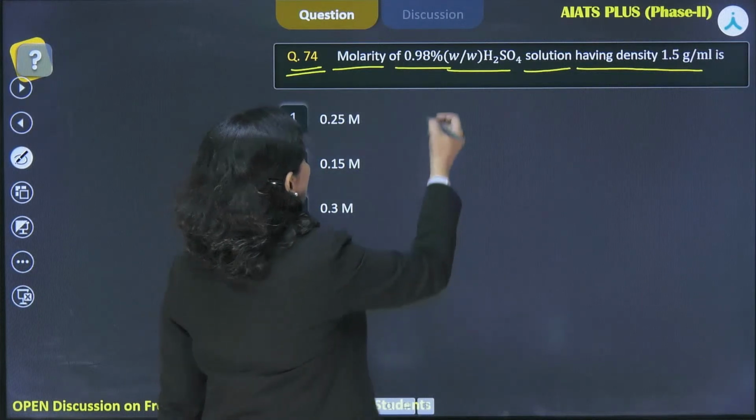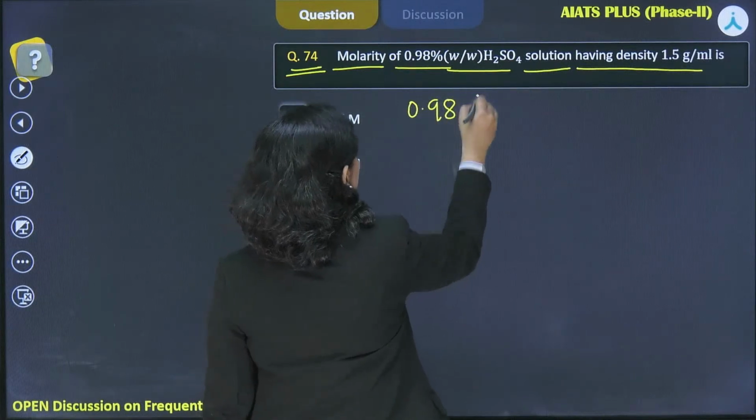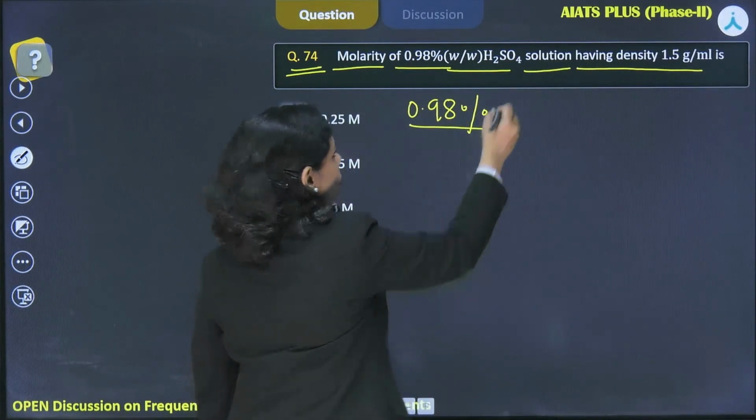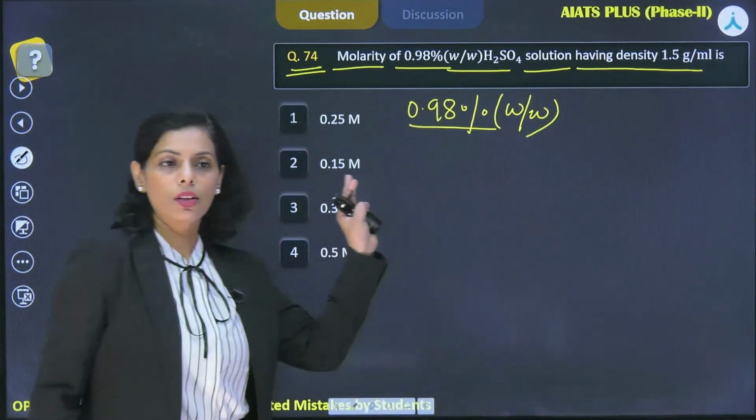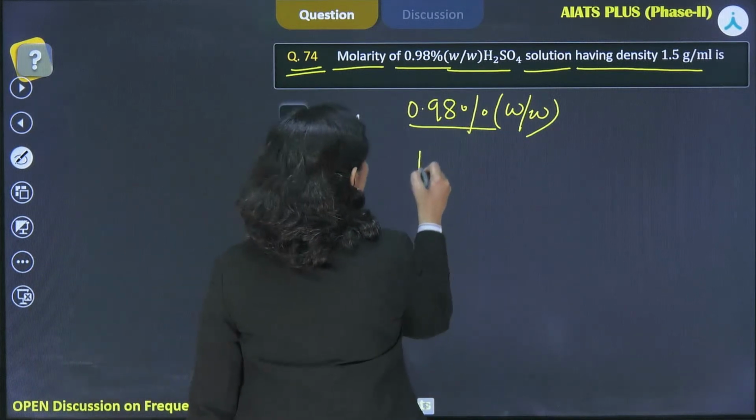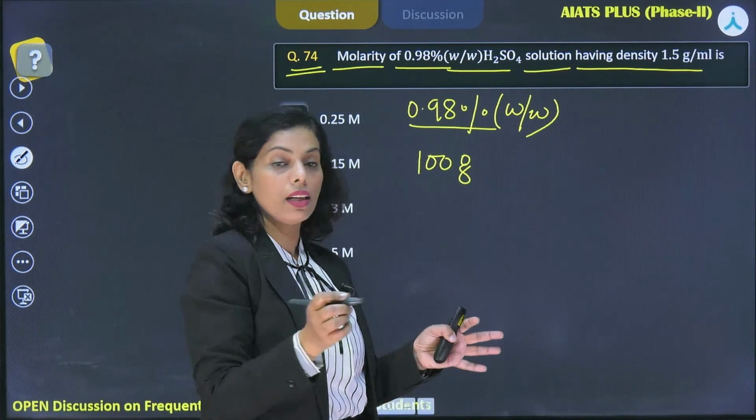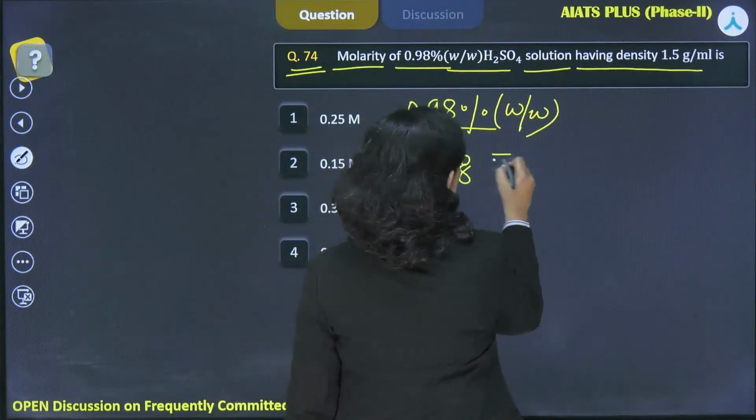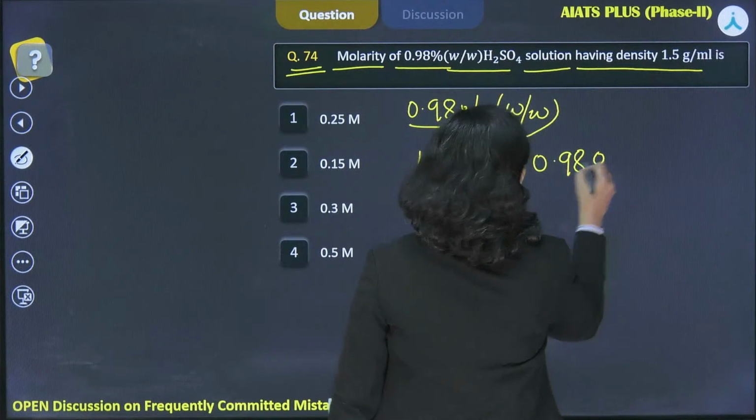Okay. So, this is 0.98%, weight by weight. What do you observe from this? We observe that if you are taking 100 gram of the H2SO4 solution entirely, then pure H2SO4 in it is 0.98 gram.